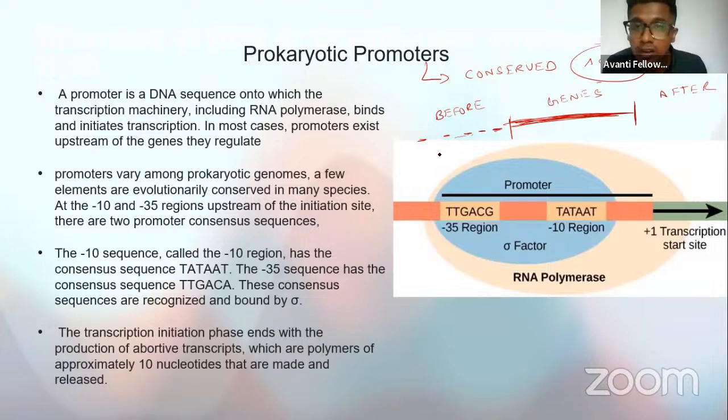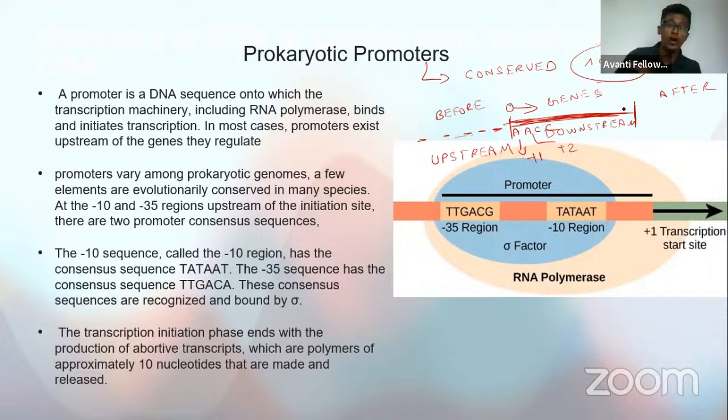Before the gene is called upstream. Once it starts from the beginning of the gene, this is called downstream. So whatever the numbers, for example, if this is the first pair, A, C, C, this is +1. This is +2. Like this, +3, +4, +5, +6. It goes on as the number of base pairs increases. So the downstream is always represented by plus. The upstream is always represented by minus.